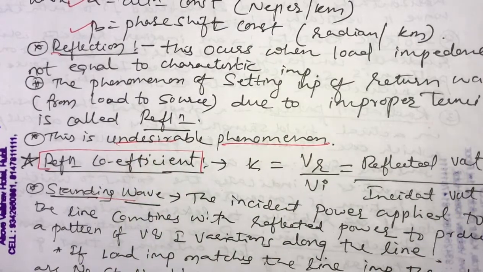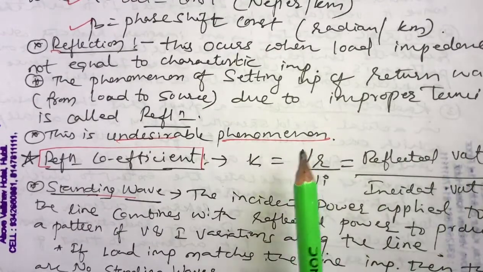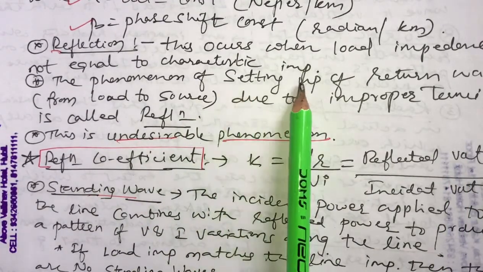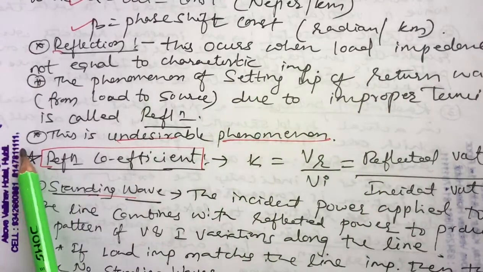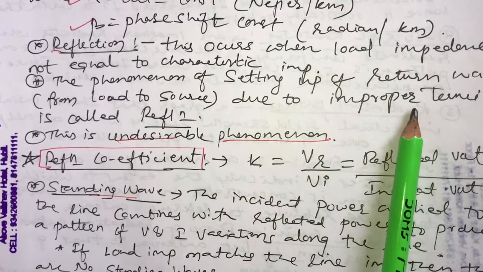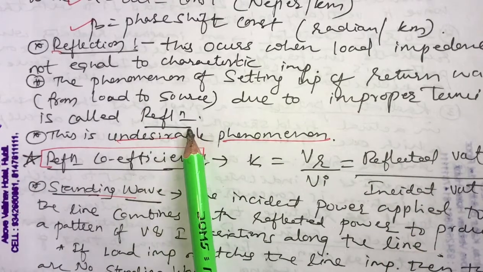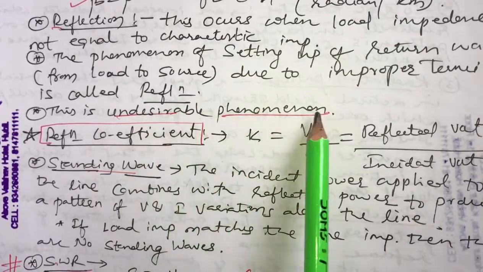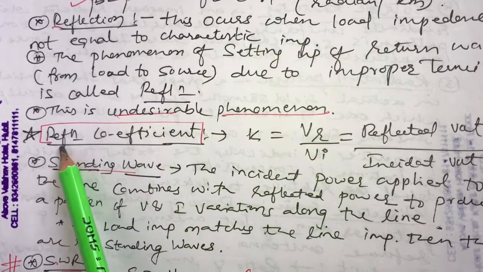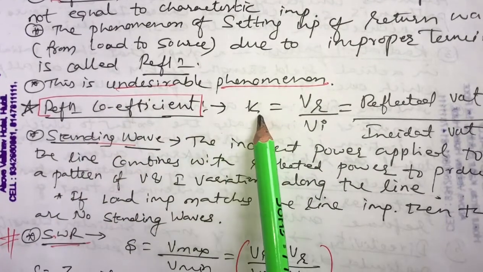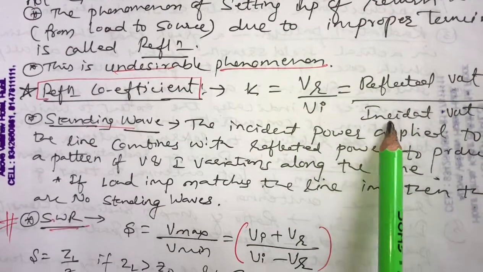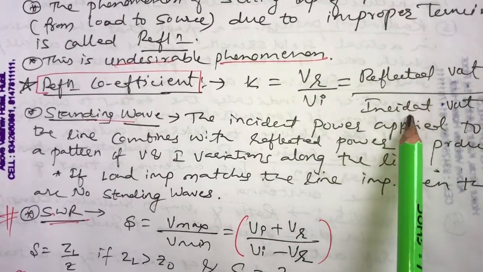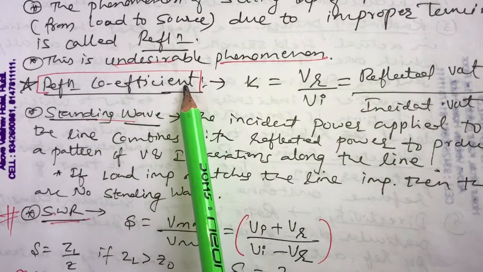Reflection occurs because of improper termination, and so the phenomenon of setting up of a return wave from the load to the source because of improper termination is called reflection. Point to be noted, this is an undesirable phenomenon. This should not happen. Next, reflection coefficient is given by K equals Vr by Vi, where Vr is the reflected voltage and Vi is the incident voltage. Reflected voltage by incident voltage is called the reflection coefficient.